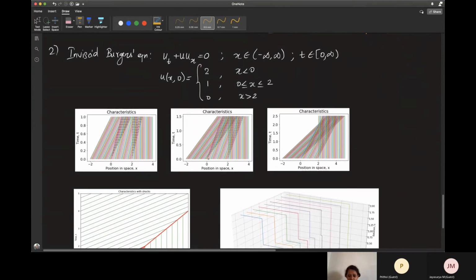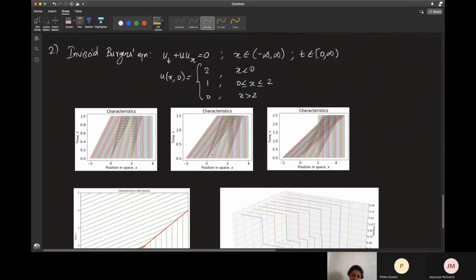So next one. Here breaking occurs at the initial condition. That is, the characteristics intersect right from the initial point. So we have intersection in this region. You'll have to find some characteristic curve here, some characteristic curve over here.